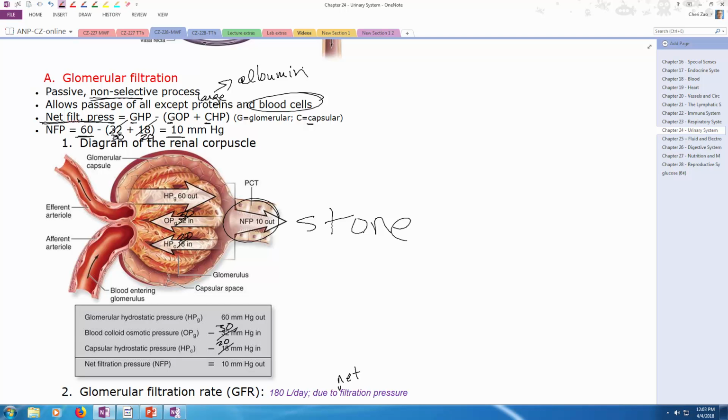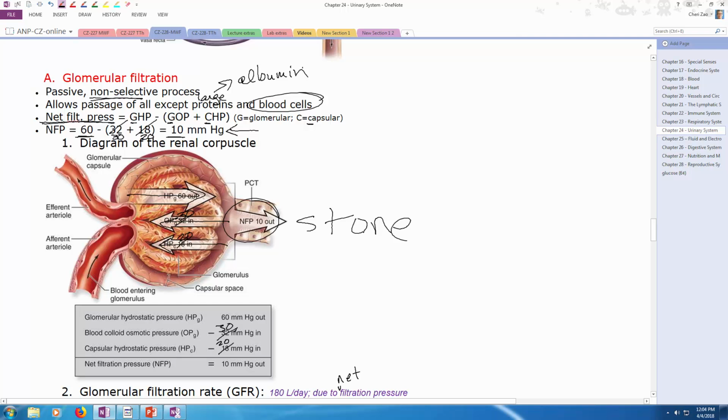In order to make our normal daily volume of filtrate, let's be a little more specific, which is 180 liters a day, you only need 10 millimeters of mercury pressure to have a nice continuous flow of formation of filtrate and then flowing down the tubular system. So we have our pushing pressure, we have our pulling pressure, which is osmotic pressure, and pushing back is capsular hydrostatic pressure.